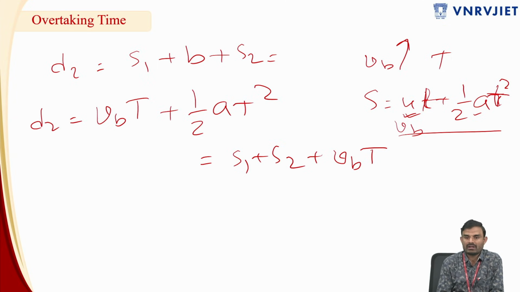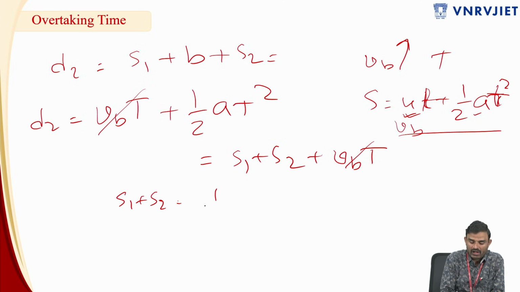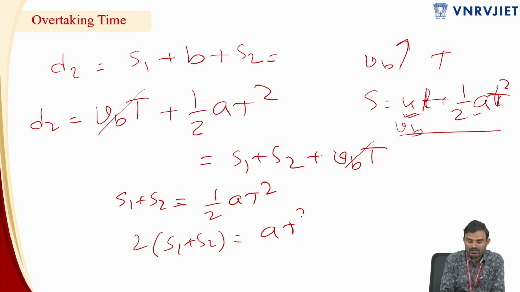As per this equation, both are equal. So this VB into T and this VB into T cancel each other. We are left with S1 plus S2 is equal to half A T square. Therefore 2 times S1 plus S2 is equal to A T square, and T square is equal to 2 of S1 plus S2 divided by A.